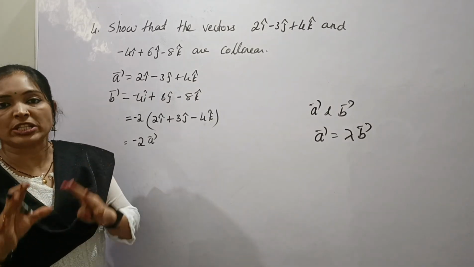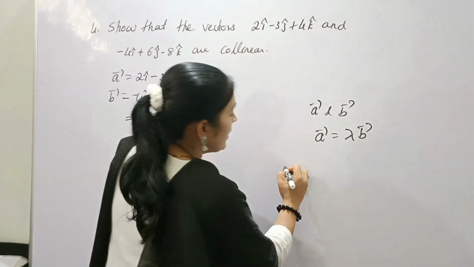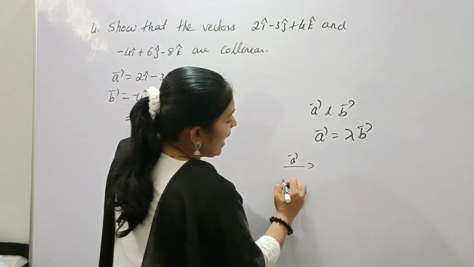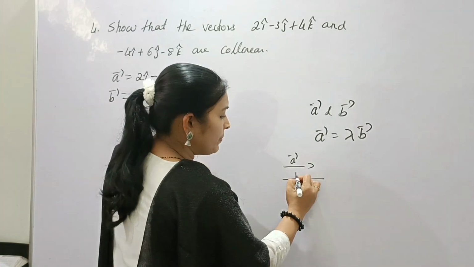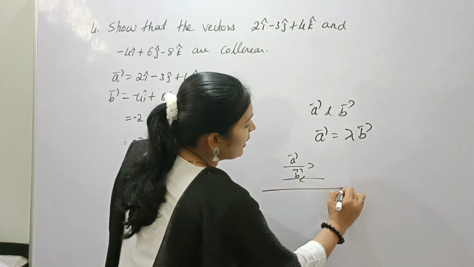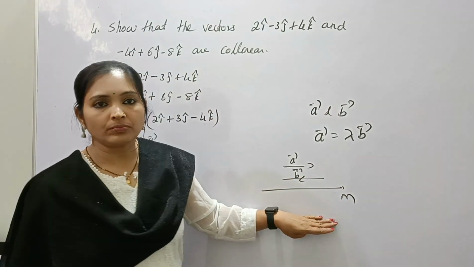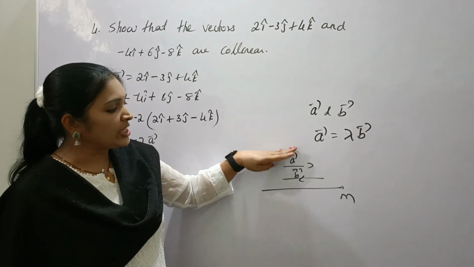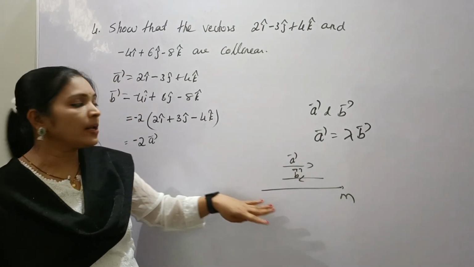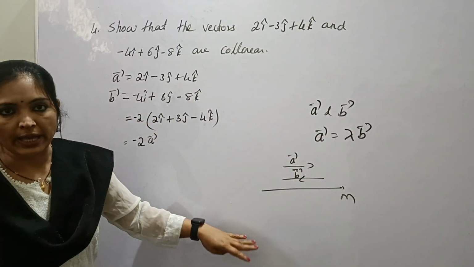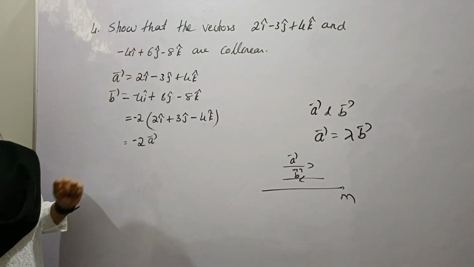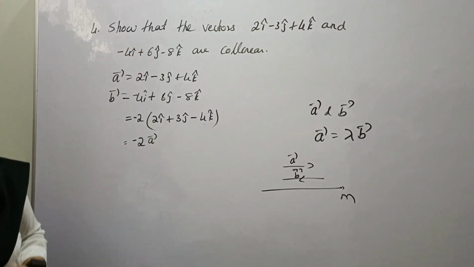That means vector A and vector B are parallel to the same line. Suppose this is vector A and this is vector B, and they are parallel to any line M. So vector A and vector B are parallel to the same line. Therefore, the given two vectors are collinear vectors.